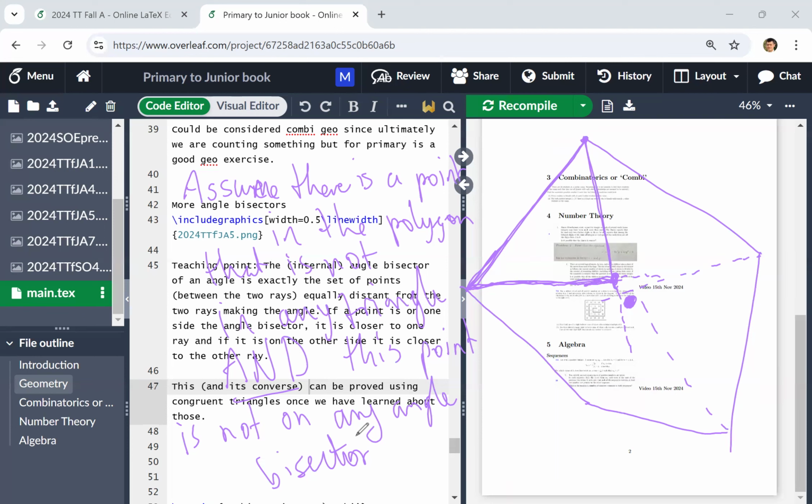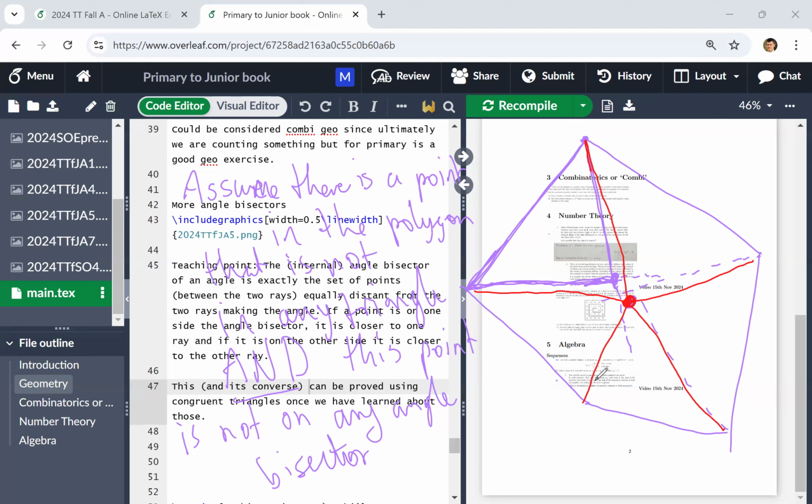So what I want to say is, we've got this point. Let me make it red, okay? And what we do is we draw a line from the point to every vertex of the polygon. That makes sense? Yes.